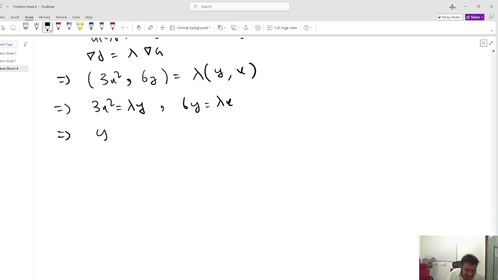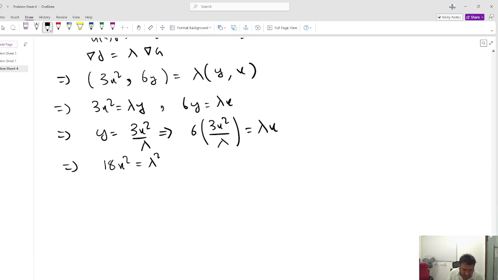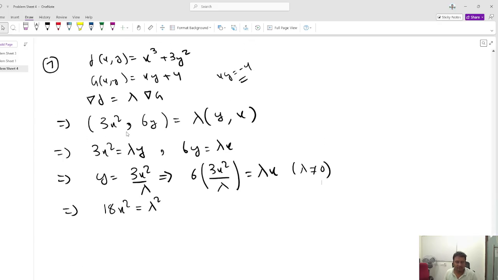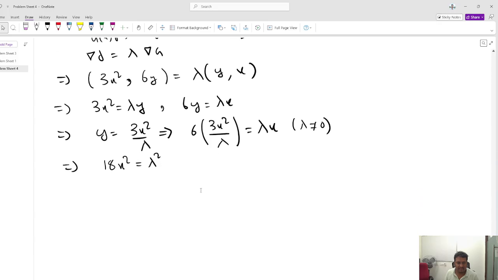So what is your y, guys, from the first equation? 3x square by lambda. You substitute it in the second. So 6 by lambda is equal to lambda x, right? So what you have here is, 6 into 3, 18 x square equal to lambda square x. I'm assuming here lambda is non-zero. Okay? We will figure out what to do when lambda is 0. We'll see if it is even possible.